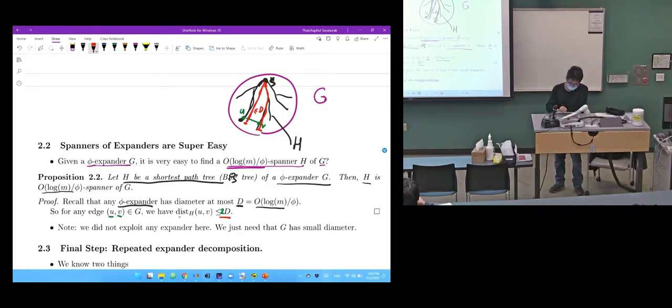So that proved it already. For every edge in G, the distance in H is 2D, and D is this much. So that's why H is a log over phi expander.